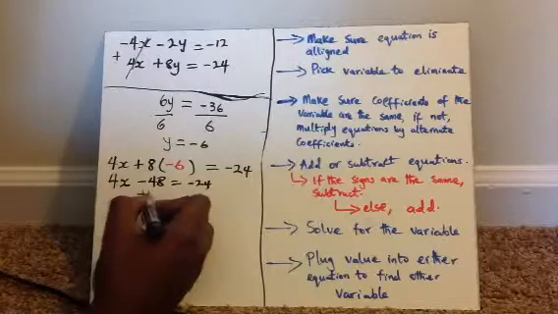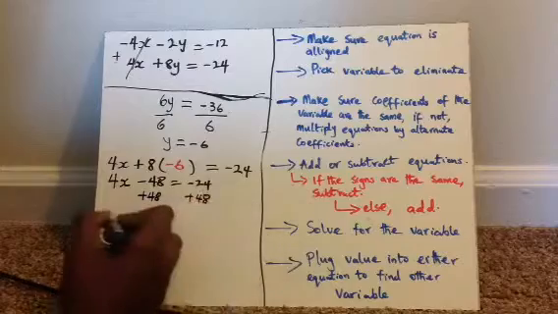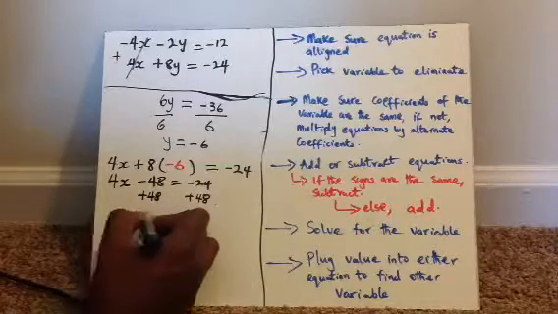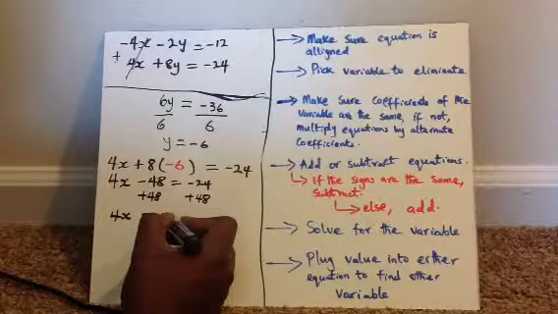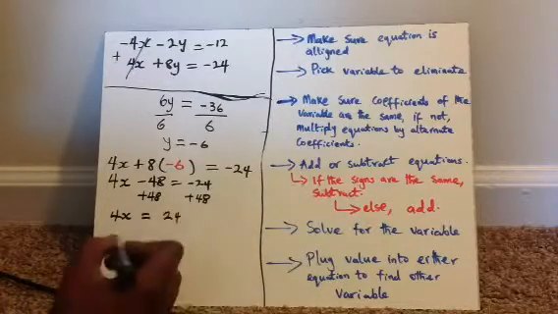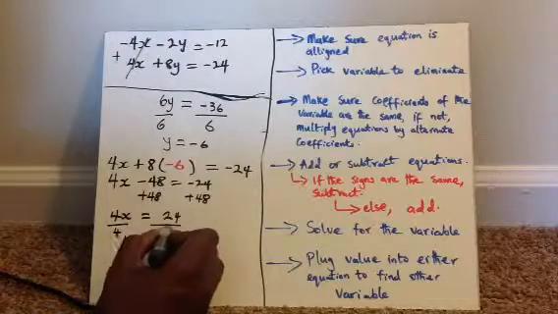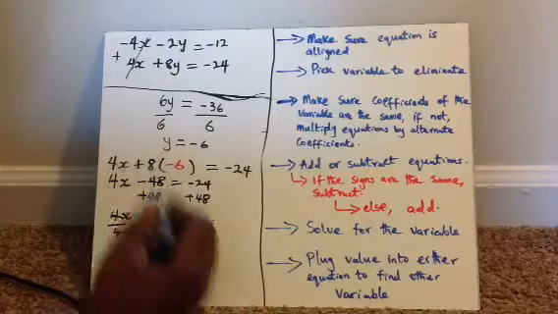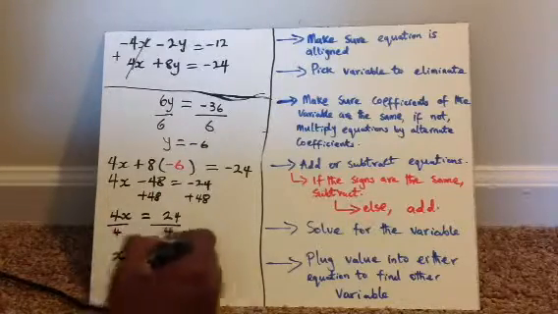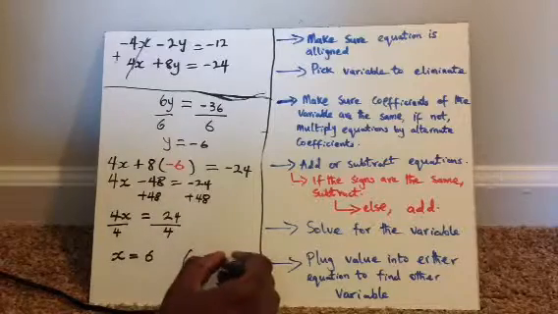So now we add 48 to both sides. So we now have 4x equals, so minus 24 plus 48 will be a positive 24. So we divide both sides by 4. So x will be equal to 6. So in this system of equations, we have the value for x as 6 and the value for y as minus 6.